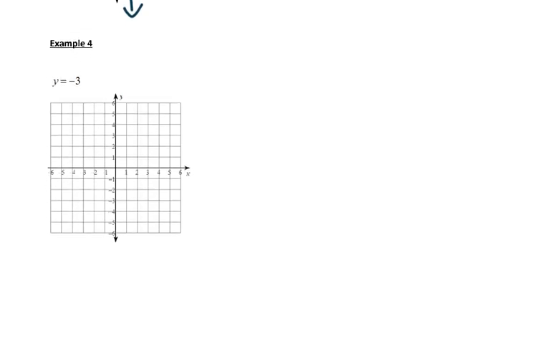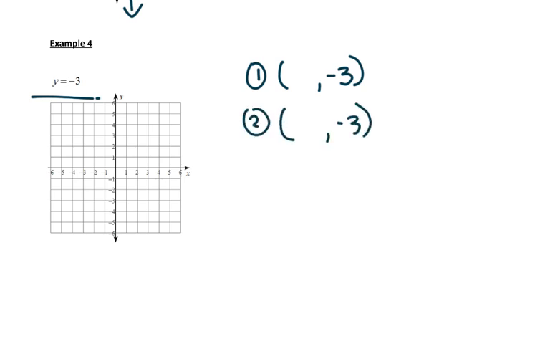Okay, example 4 and the last example. I have y equals -3. So again, my first point would be nothing, comma -3. Second point, nothing, comma -3. I get to pick my x value. Again, anything that's on the x-axis. So how about 5 and -1? So I'm going to go 5, -3, plot my point, and then -1, comma -3, plot my point. And then I draw a line straight through those 2 points and notice that it's horizontal.